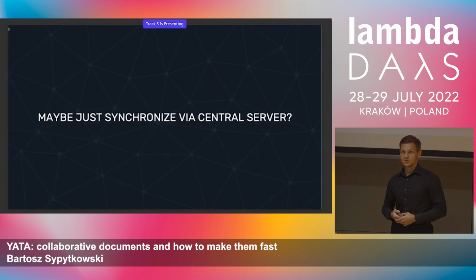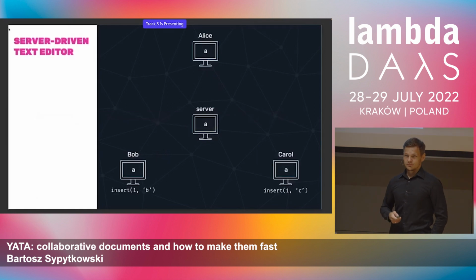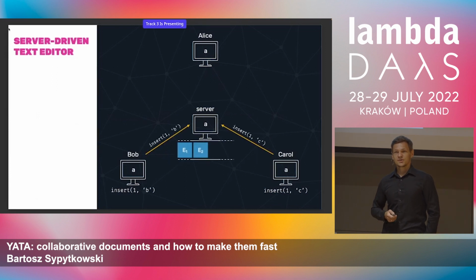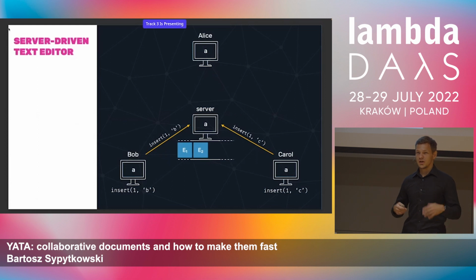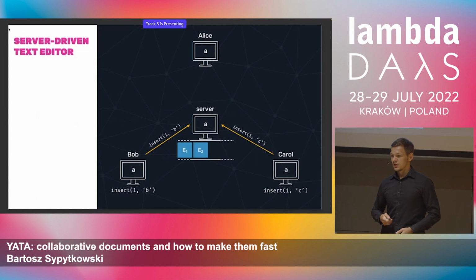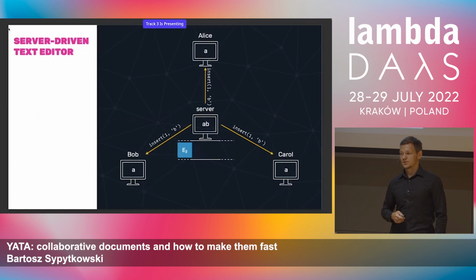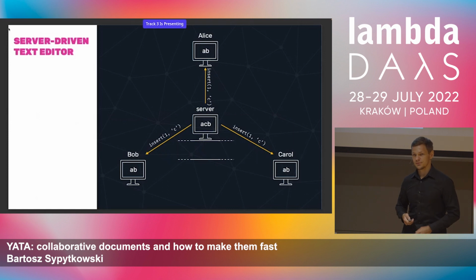So the first approach: let's try to use synchronization via a central server. Back to square one. Carol and Bob are trying to make their updates, their inserts. Those inserts first arrive at the central server, which tries to establish some total order, usually first come, first served. Then this central server propagates the updates to all the peers in one specific order, and those peers can apply those inserts on their local machines.